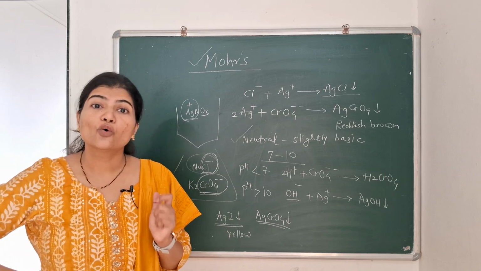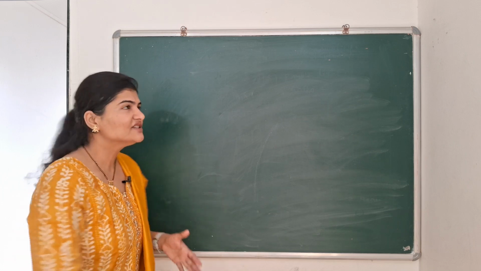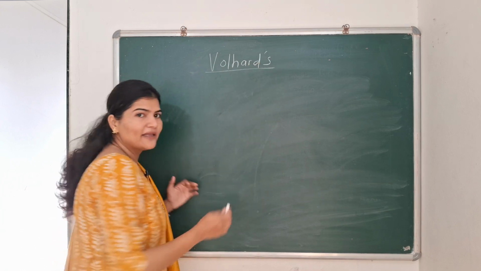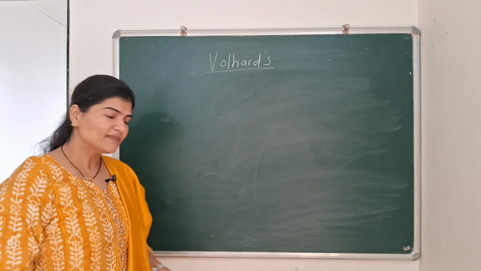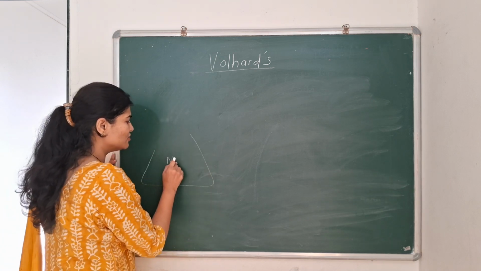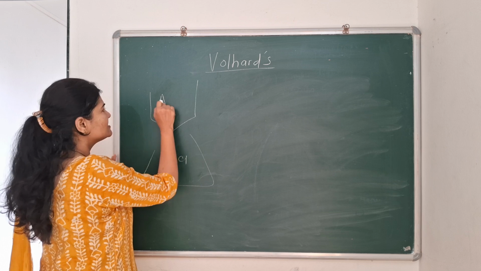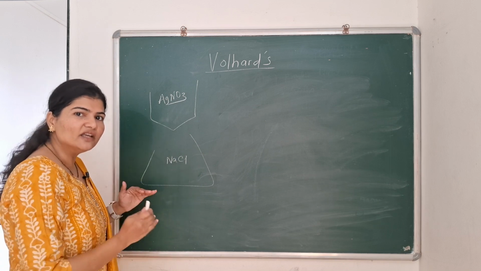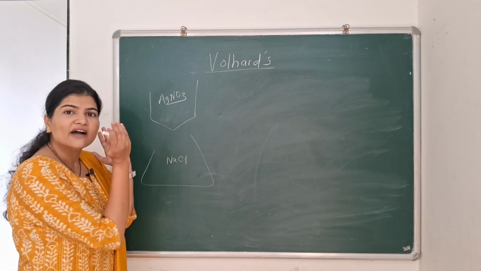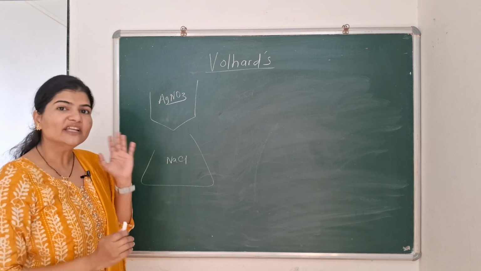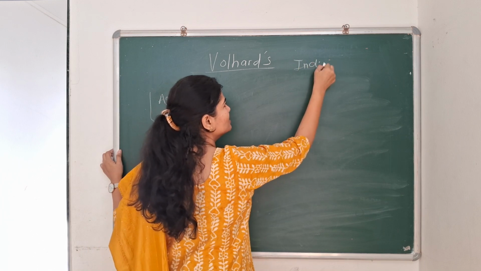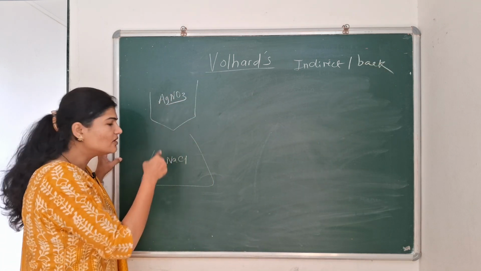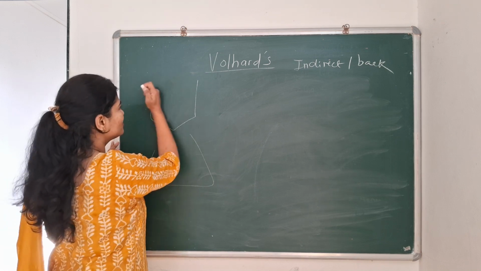Now we will talk about Volhard's method. Basically, Volhard's method is an indirect or back titration method. So what do I mean by that? Suppose let us take the same example. My analyte is sodium chloride solution and my titrant is silver nitrate solution. Generally in direct titrations, we take analyte in the conical flask and our titrant in the burette. But in case of indirect or back titration, we will place excess of titrant in the conical flask itself. So I will tell you what we are going to do.